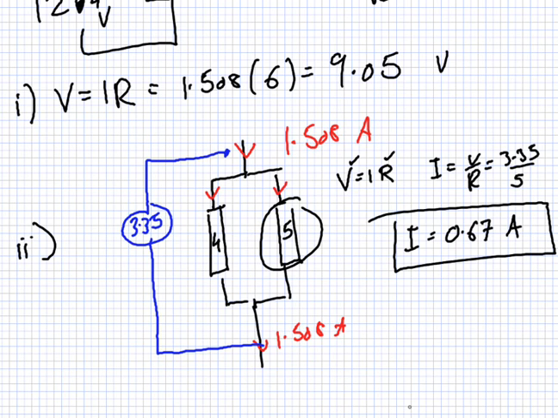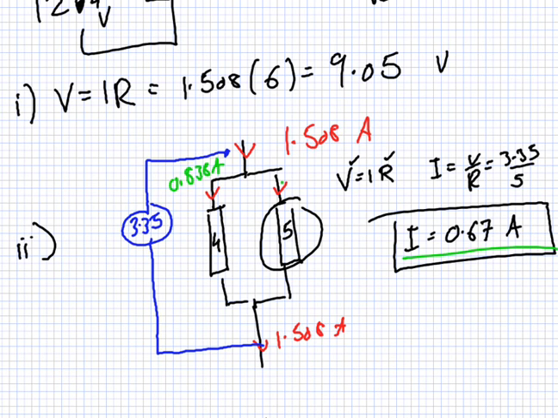So part 3, before I do part 3, I should work out the current in the other resistor. 1.508 minus 0.67. Oh, for goodness sake. Minus 0.67 is 0.838. So the current here is 0.838 amps, and the current here, well, we have it there.